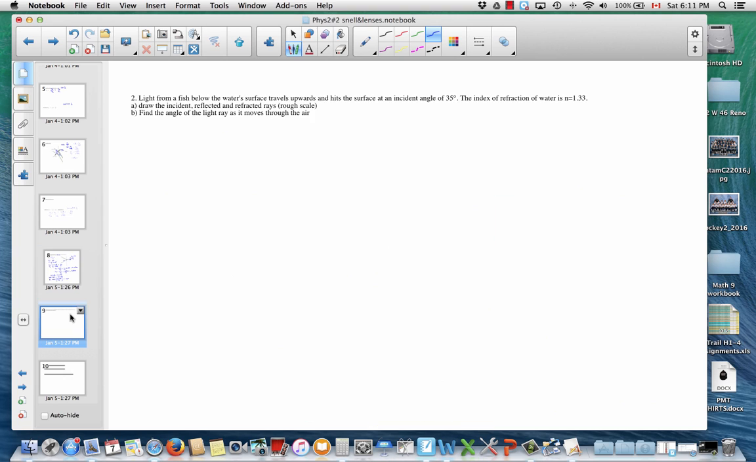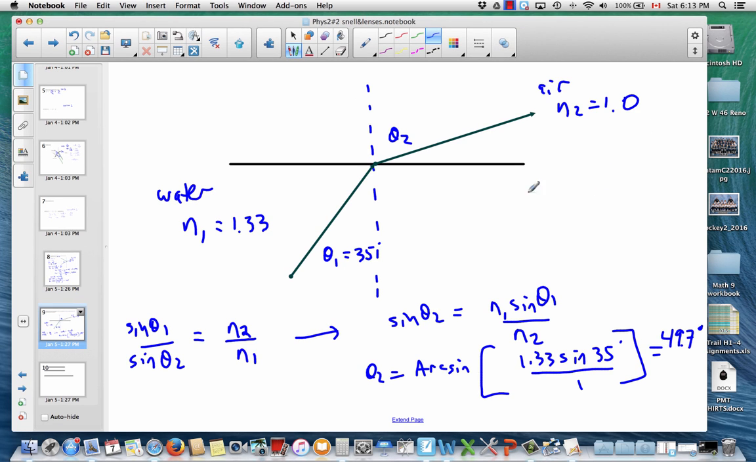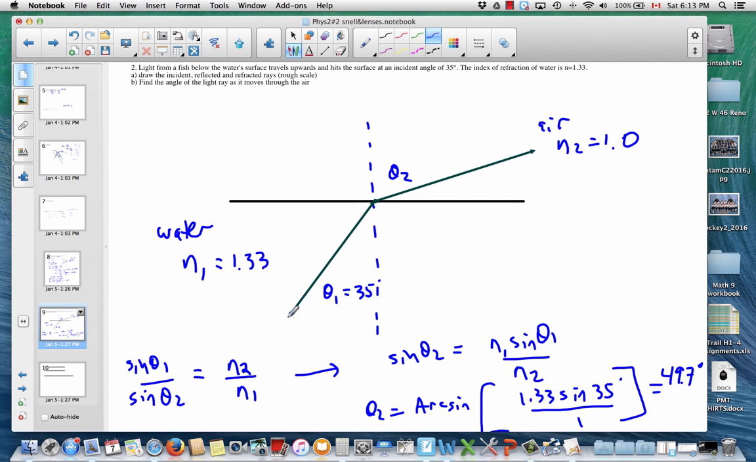There's another example for you to try here. Give this a whack on your own, stop the video, and then turn the video on and see how you did. Okay, so set it up. The ray was started off in water, so that's the first material, N1, at an angle of 35 degrees. That's theta 1. Here's theta 2 out in air, N is 1.0.